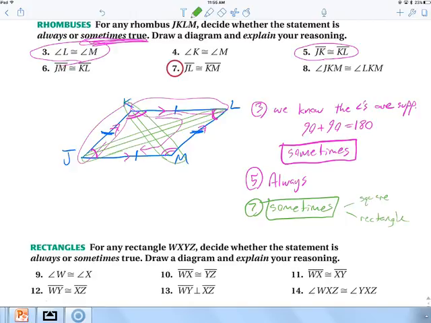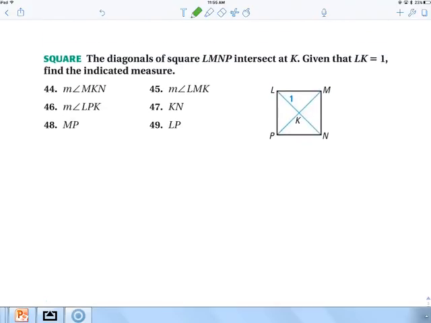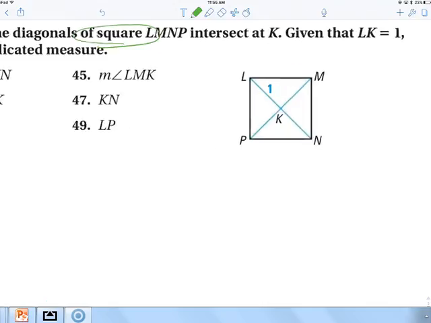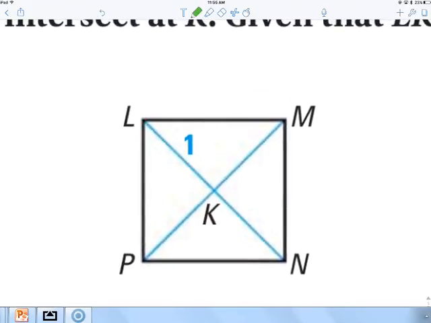Okay, so let's do one more out of the book and then we'll jump over to IXL. So the one more out of the book is we have a square, and all it tells us is the side length of 1. So what I want to go through with this square is I want to figure out every possible thing that we can figure out here.